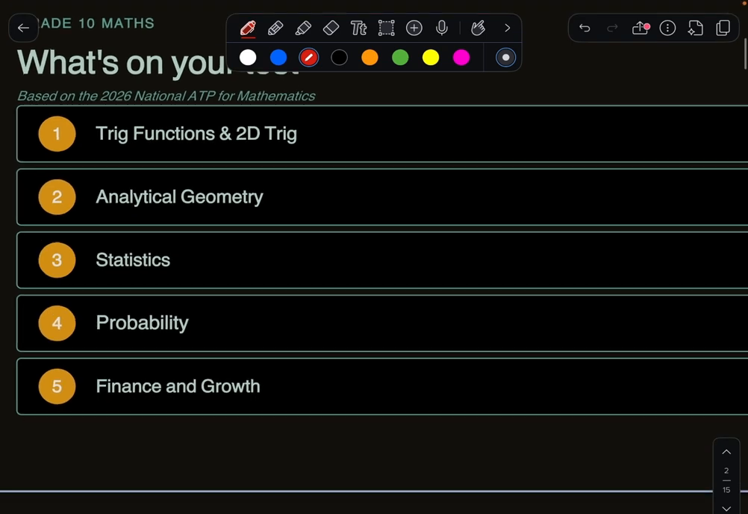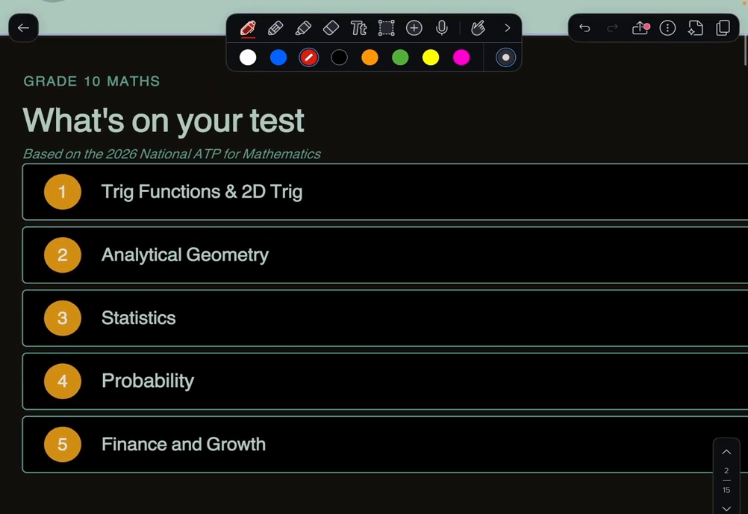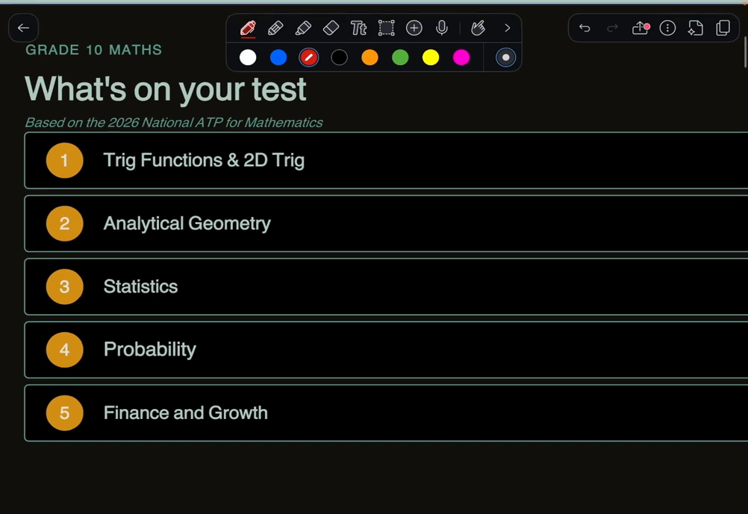So in term 3, you should be looking at trig functions and 2D trig, analytical geometry, stats, probability, and financial maths. We're just going to have a quick breakthrough of everything you're going to be covering in these topics, and then for each topic I'll also give you an example question.